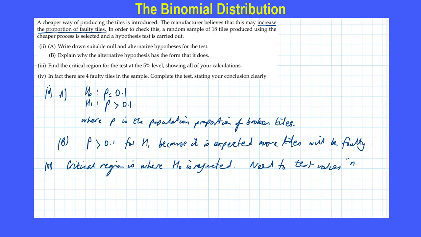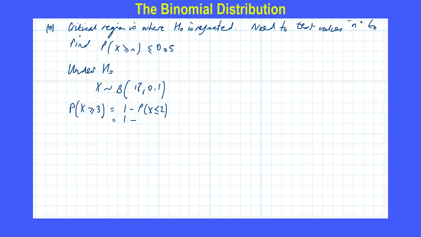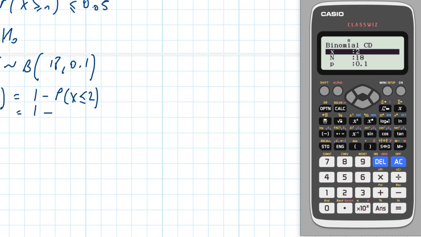So to do this, we have to test different values of x to satisfy the condition that the probability of X greater than or equal to x is less than 0.05 or 5%. So the first thing we're going to do is define our distribution. So under H0, X is distributed binomially 18 and 0.1. 0.1 because we're saying everything's the same. So we're going to find x is greater than or equal to 3. I've arbitrarily started somewhere. Well, I know this is the same as 1 minus the probability that X is less than or equal to 2. I can use that on my calculator because that gives me the value straight away.